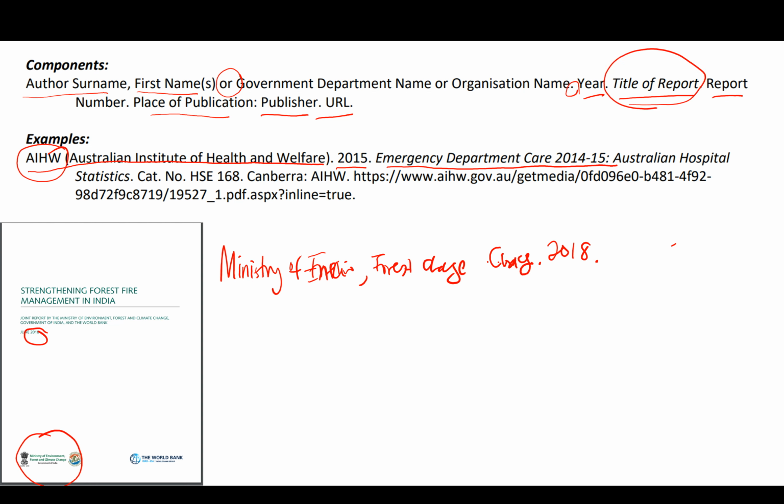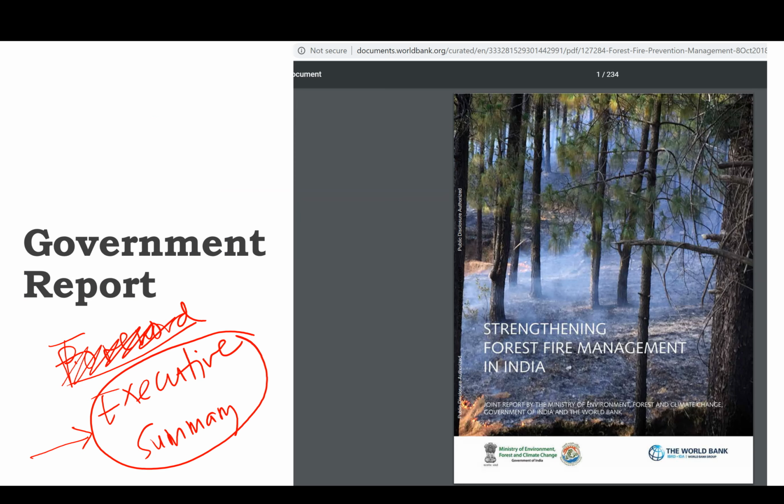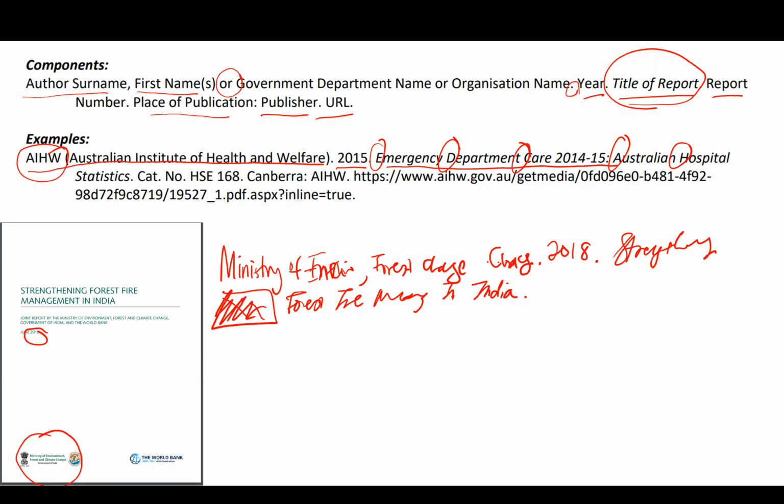What's the title of the report? Strengthening Forest Fire Management in India. Again, italicized. Leave space here. Strengthening Forest Fire Management in India. Full stop. Okay, remember to capitalize each word. Capitalize each word is very, very important. Okay, full stop. And then report number. Is there a report number? Okay, not necessarily every report has a report number, so we just leave it.